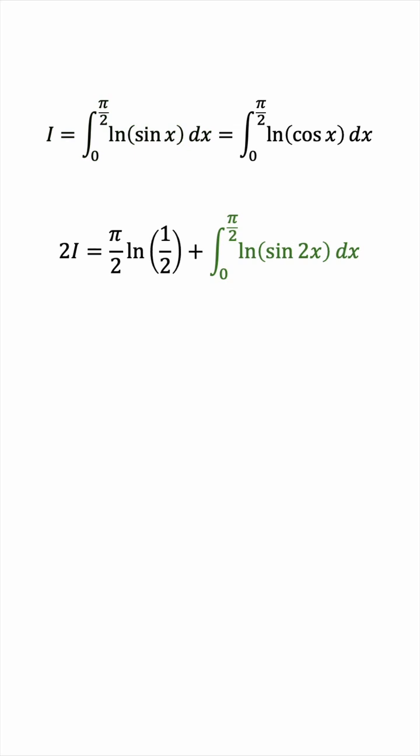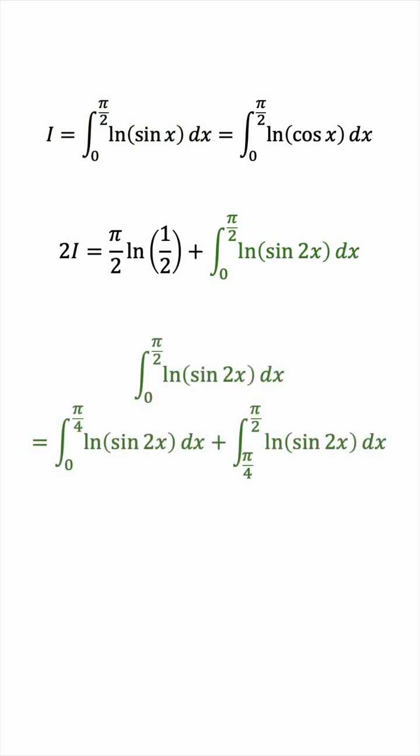We'll rewrite this green integral as the integral from 0 to pi over 4 of the natural log of sine 2x, plus the same integral but from pi over 4 to pi over 2. Basically, we're breaking down this integral into two equal parts. And why are we doing this?